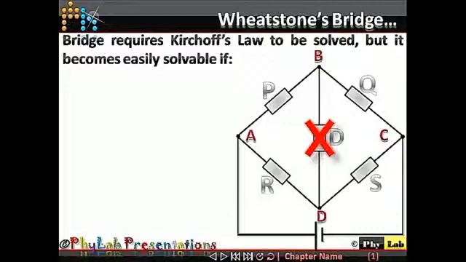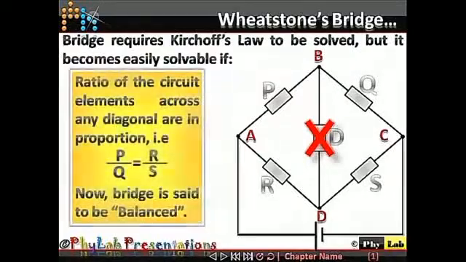Now, this balanced Wheatstone bridge is easily solvable. When I say the Wheatstone bridge is balanced, what does it mean? That there is no current going to flow across this particular diagonal, and that happens whenever the ratio of the circuit elements are in proportion. That means the ratio of P upon Q is equal to R upon S, or alternatively P upon R is equal to Q upon S. Then the bridge is balanced.